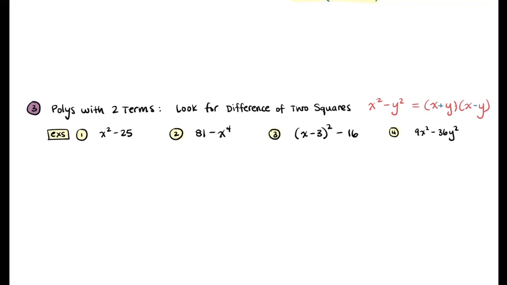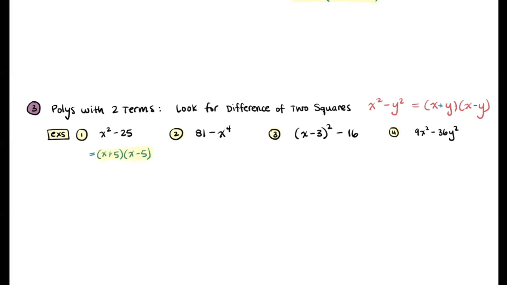Okay, so for example, x squared minus 25. Well, that is a difference, of course. It's got 2 terms, and 25 is a perfect square, as is x squared. All right, so this is going to factor into (x plus 5)(x minus 5), or (x minus 5)(x plus 5). Doesn't matter the order. And there it is in its factored form.